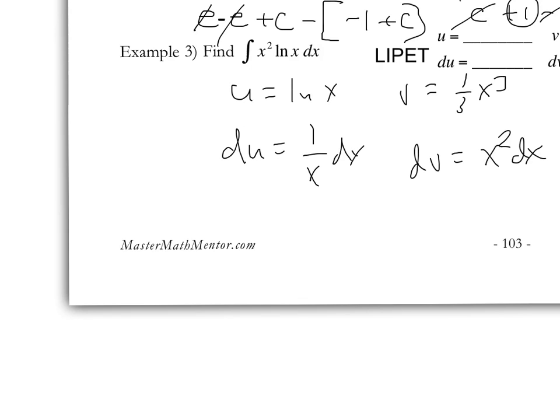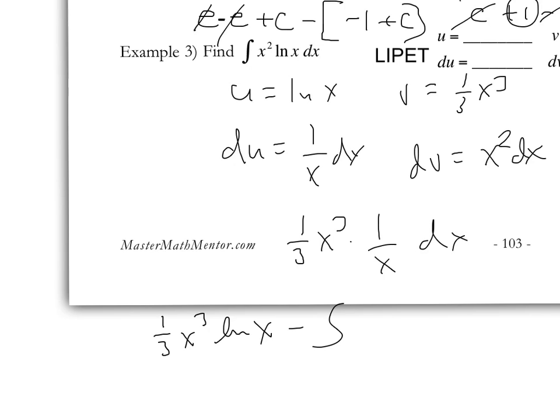And then you've got to remember it's going to be u times v. And I'm going to write the polynomial first. 1/3 x cubed times the natural log of x minus the integral. Remember, we're going to do v times du. And what's kind of nice about this one, I've got 1/3 x cubed times 1 over x dx. Well, one of those x's cancels off, so that leaves me x squared, and I've got that 1/3 constant. So I'm just going to pull that out in front. I'm going to write that as x squared.